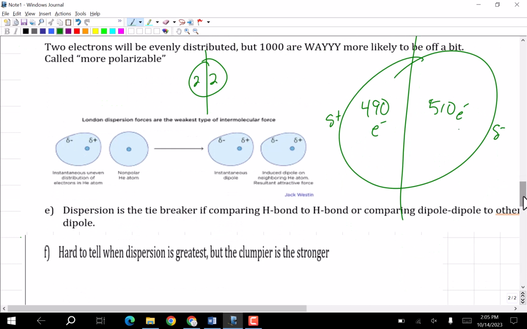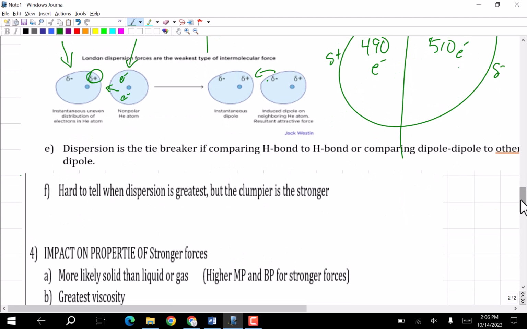So take a look at this. You should be able to draw this. I'm an atom. I had this weird temporary positive and negative. I'm next to it. I am young and impressionable. Here's a positive sign. My electrons say, hey, I smell a positive, and they scoot over there. Does that make sense? All right. So dispersion is the tiebreaker if you're comparing 2 other molecules.